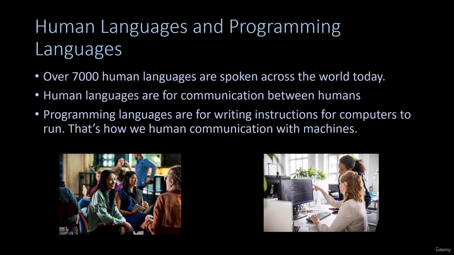In our world, we humans communicate with each other using different human languages. So if you want to speak with someone who knows only English, you have to speak the English language. If you want to speak with someone who knows only Japanese, then you have to speak the Japanese language. And there are over 7,000 languages spoken across the world today.